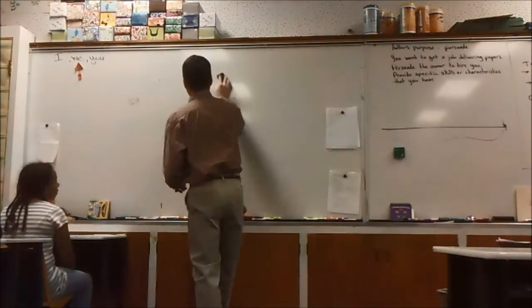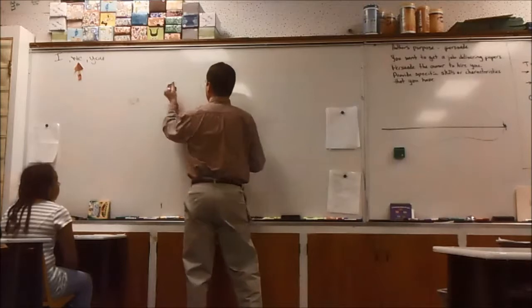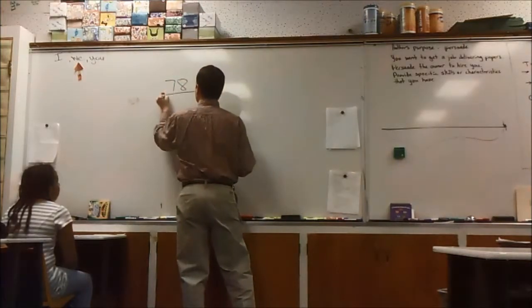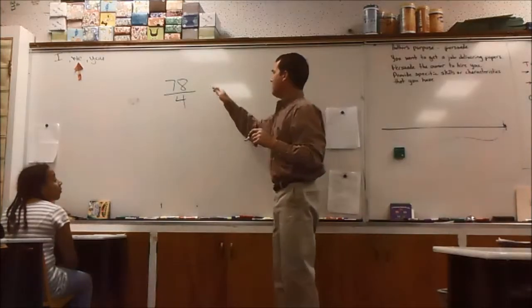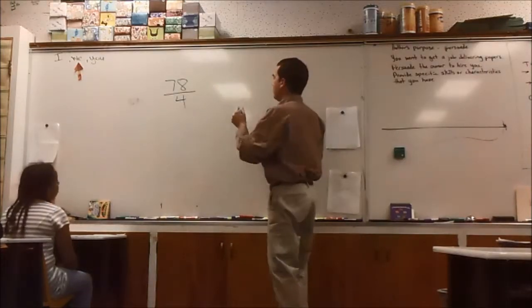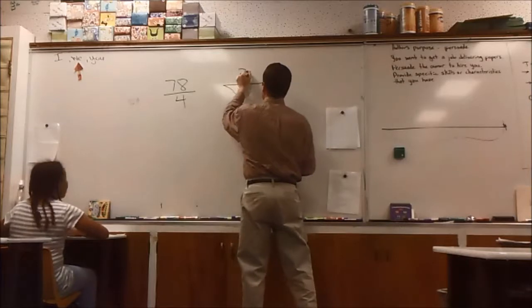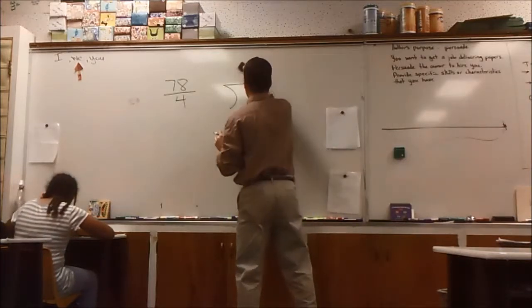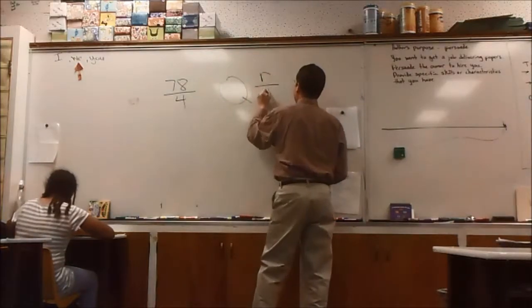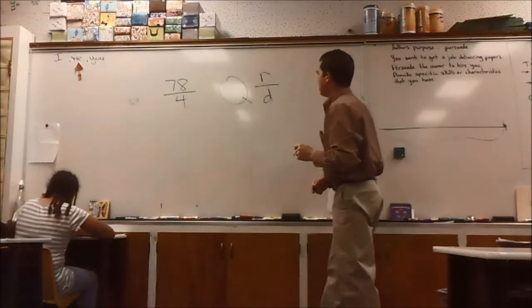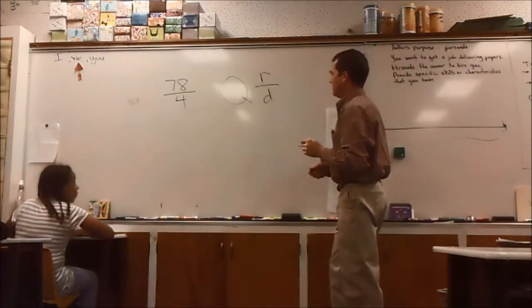Now, what if you have something like this? 78 fours. Are you going to count by 4s all the way? No. Write this down. Quotient, remainder, divisor. Quotient, remainder, divisor. Here we go.